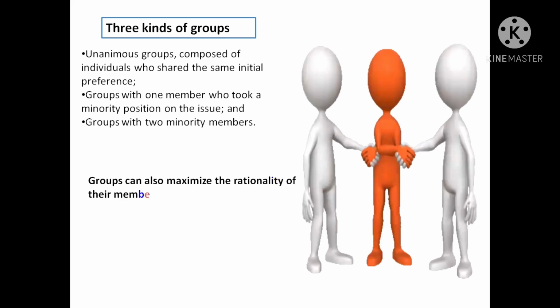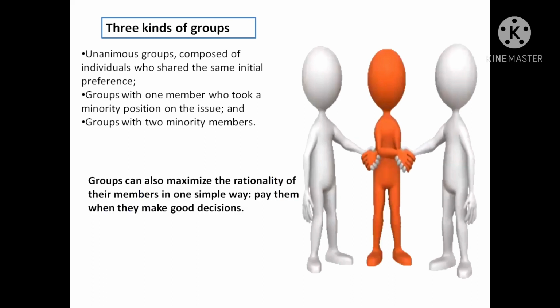Groups can also maximize the rationality of their members in one simple way: pay them when they make good decisions. Just like experimental economists find that groups are more rational than individuals, particularly when incentivized, or given a reward, usually monetary, for making a good decision. That's all. Thank you.